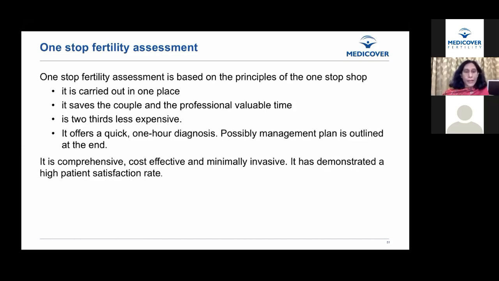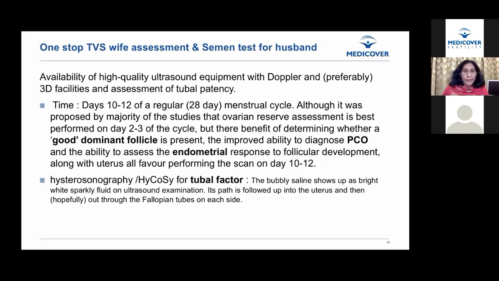It can be carried out in one place. It saves the couple and also the professional valuable time as well. It is less expensive if you compare with the big operative procedures like laparoscopy, hysteroscopy, it is quick. In fact, if you do it in 1 hour, a possible management plan can be outlined at the end. So it is comprehensive, cost effective, and minimally invasive. It has got a very high patient satisfaction rate.